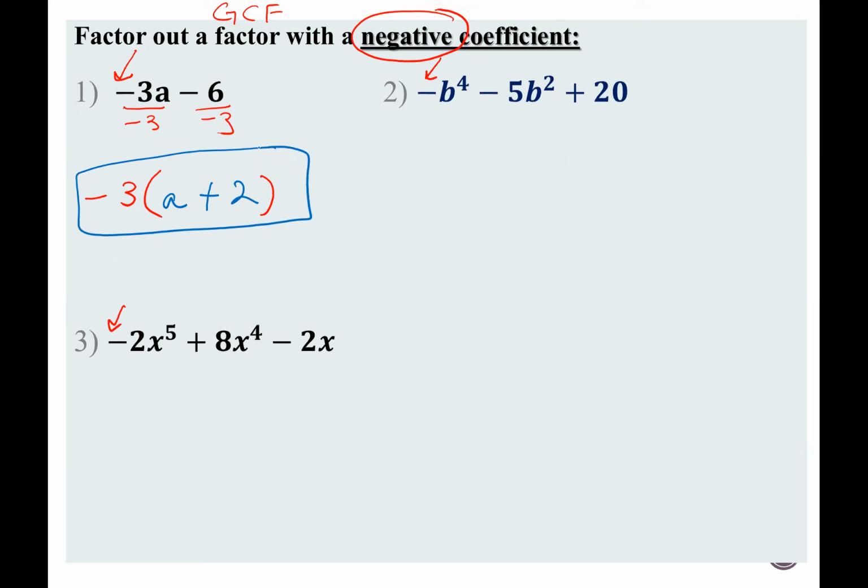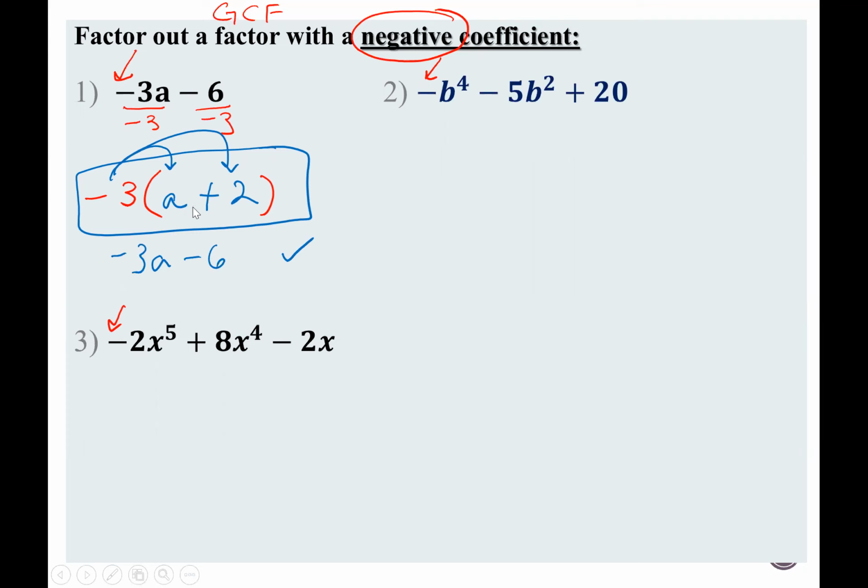Okay, and just like before, we can check by distributing. Imagine you're distributing that negative 3. Negative 3 times a is negative 3a. Negative 3 times 2, that would be negative 6, right? See how it checks out, and it's still the same as the original problem.